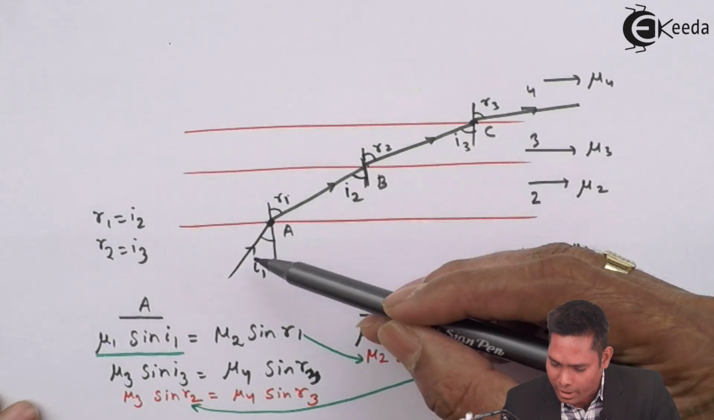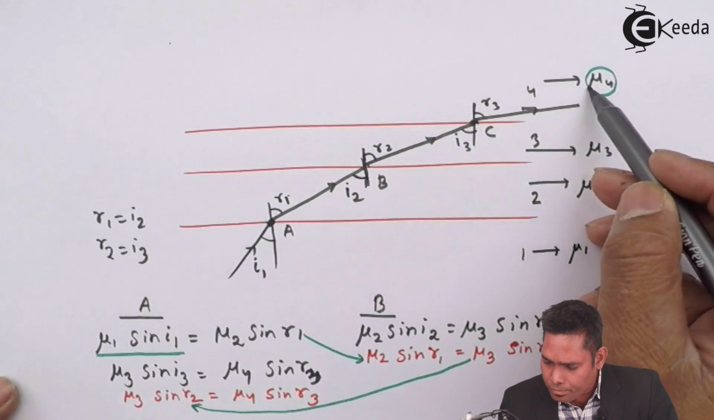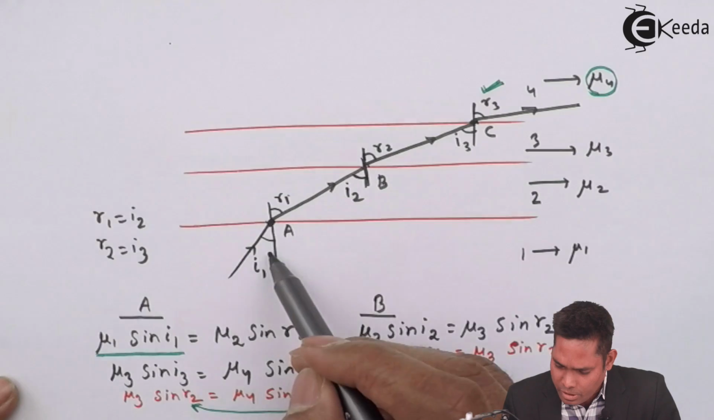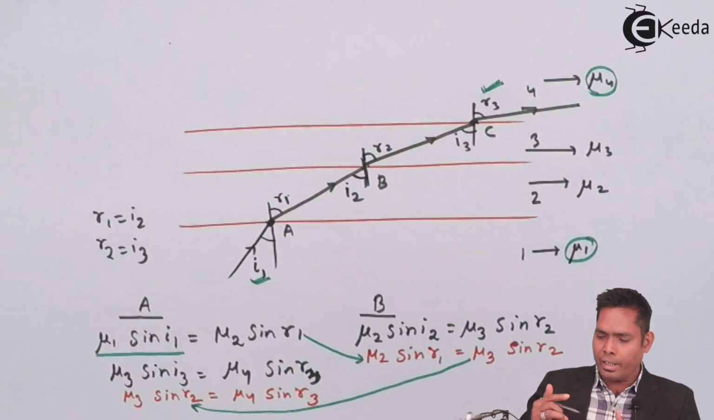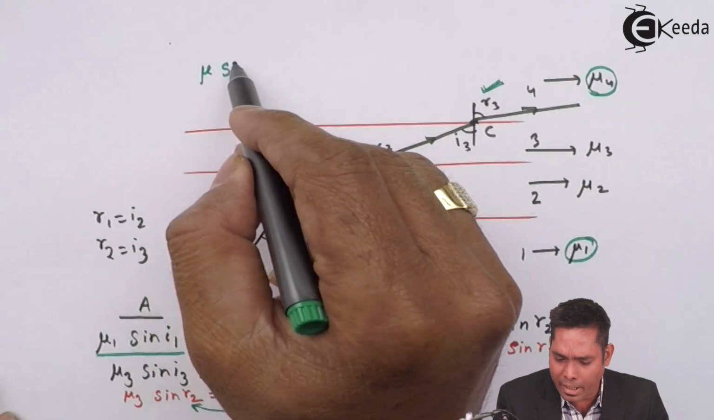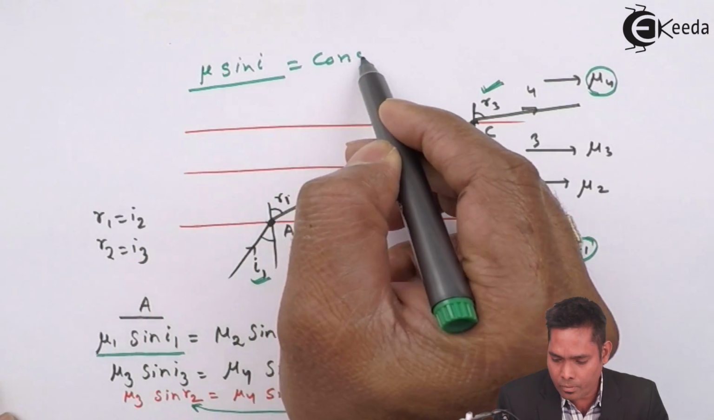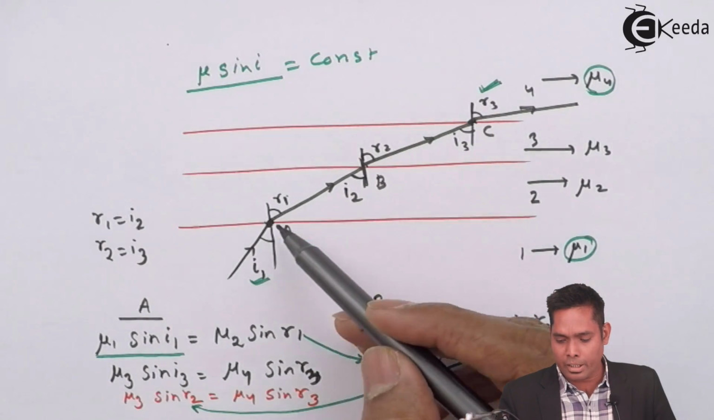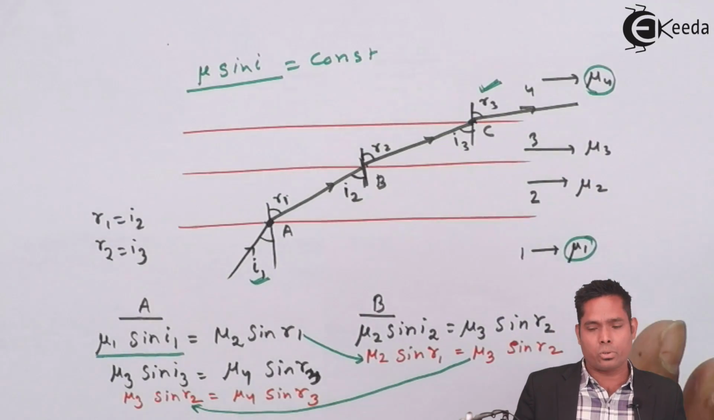That means if I want to relate this with this, I can directly write mu4 and sine of this angle, and this is mu1 sine of this angle. Similarly, I can relate any two media directly, multiplying the mu and sine of the particular medium's angle, that is a constant. For any two pair I can choose. Not necessarily these two, it can be this and any other medium. This is the concept that I am going to use.